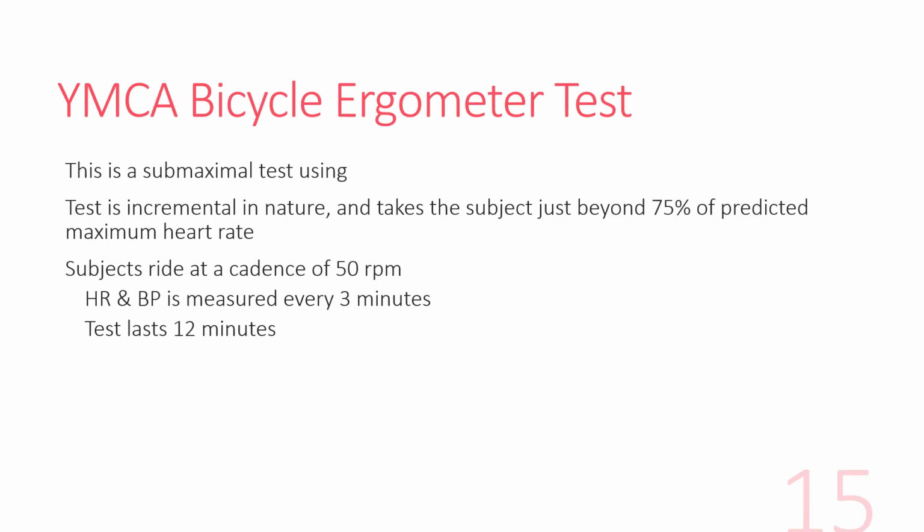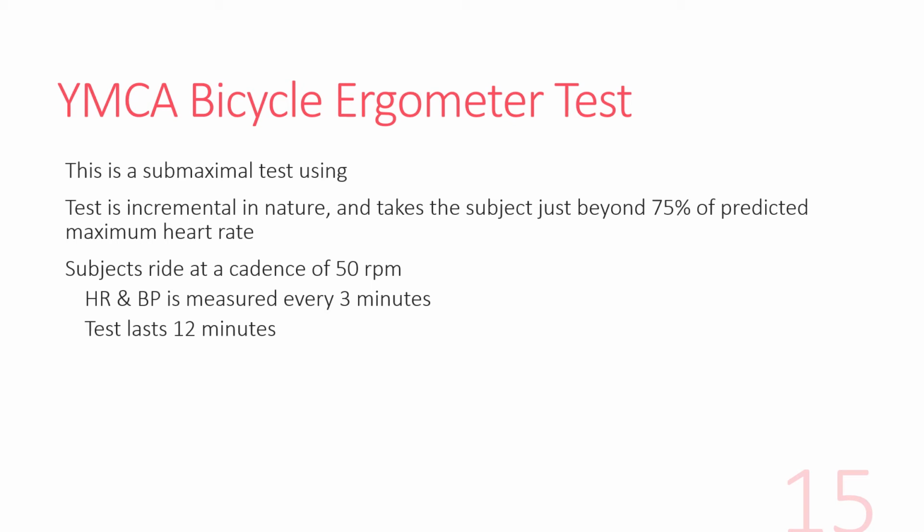Okay, the YMCA bicycle ergometer test, again, it's submaximal. We're using some sort of bicycle during this test. The test is incremental in nature, and the subject gets to go to about 75% of their predicted maximal heart rate. So, again, we keep it submaximal, but it is graded and incremental in nature. Subjects ride at a cadence of 50 revolutions per minute, which is actually pretty slow.